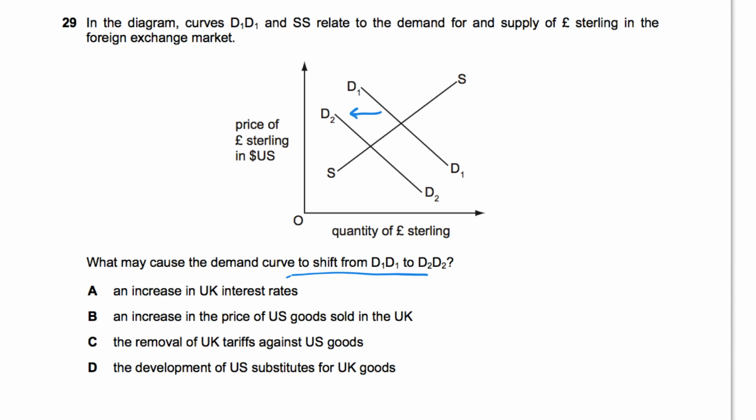And the right answer would be D, the development of US substitutes for UK goods. If US substitutes for UK goods come about, then the US consumers will not buy UK goods, which means they will demand less of pounds, and that's why the demand curve will shift backward. So D is the right answer.